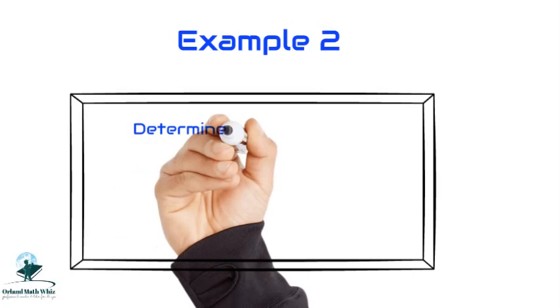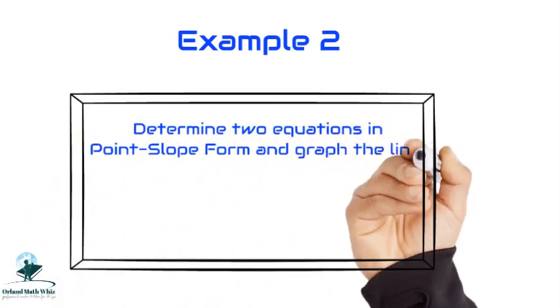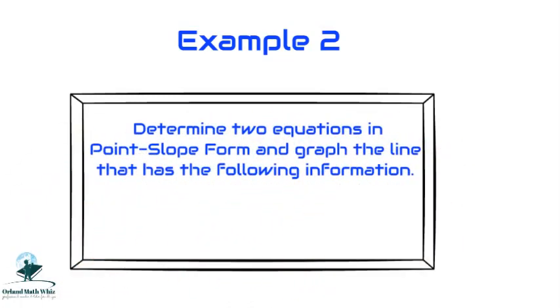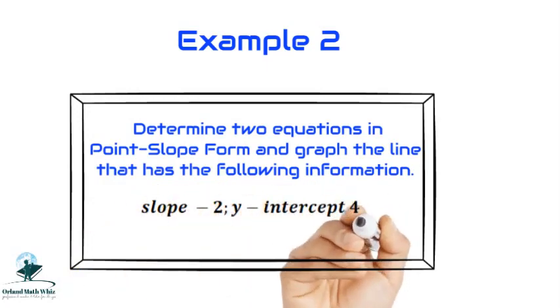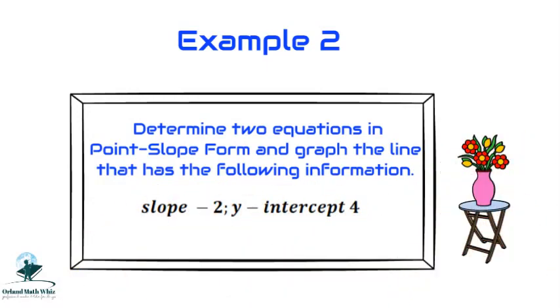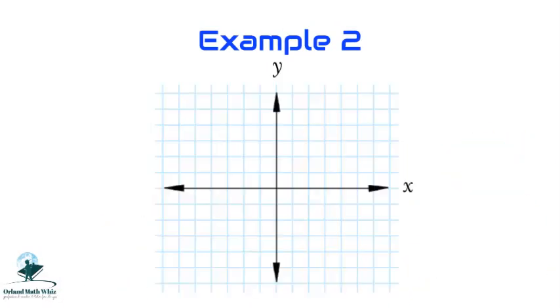Example 2. Determine two equations in point-slope form and graph the line that has the following information. Slope of -2 and y-intercept of 4. We first graph the line by plotting the y-intercept (0, 4). We plot a second point by plotting the slope. Slope of -2 is the same as -2 over 1. So, from the y-intercept we go down 2 and to the right 1.